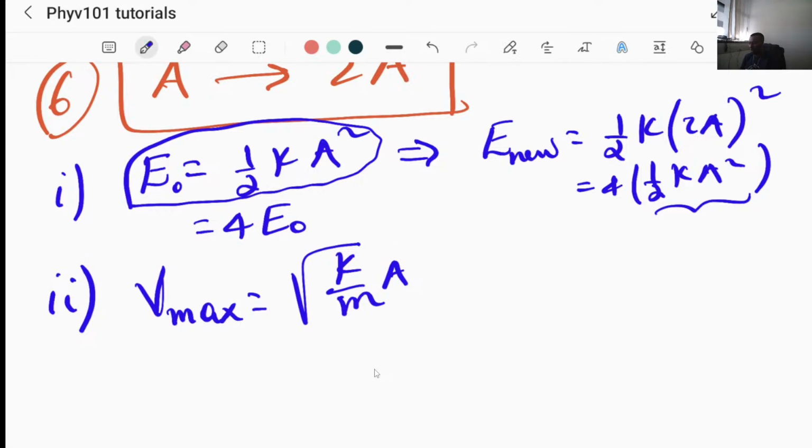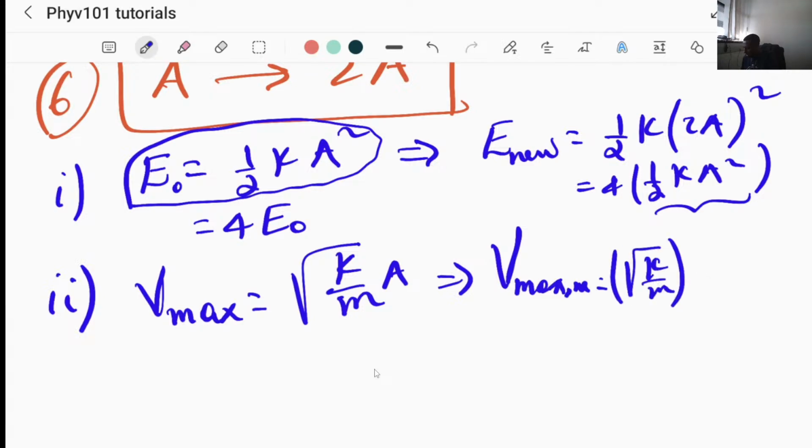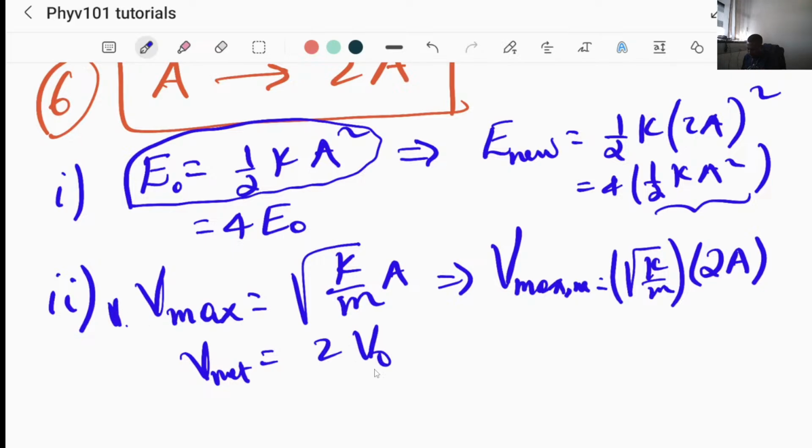Therefore, this implies that V max new must be equal to the square root of k by m, which is constant, obviously, and then A becomes twice A. You could see, therefore, the new maximum speed would be double, twice V naught. Let me call this one V naught, even though it is the maximum speed.